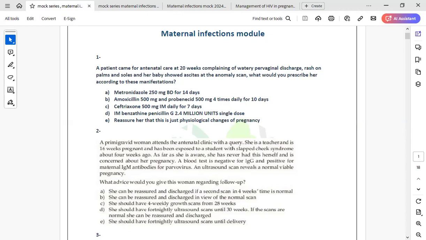I got an answer, but I didn't get the diagnosis yet. Do you have anything in mind? What can lead to rash on palms and soles, and the baby is having ascites, plus the woman is having watery discharge? Yes, this is syphilis, but what kind of syphilis? Because I have seen correct answers also. This is primary syphilis, or secondary syphilis, or latent syphilis?